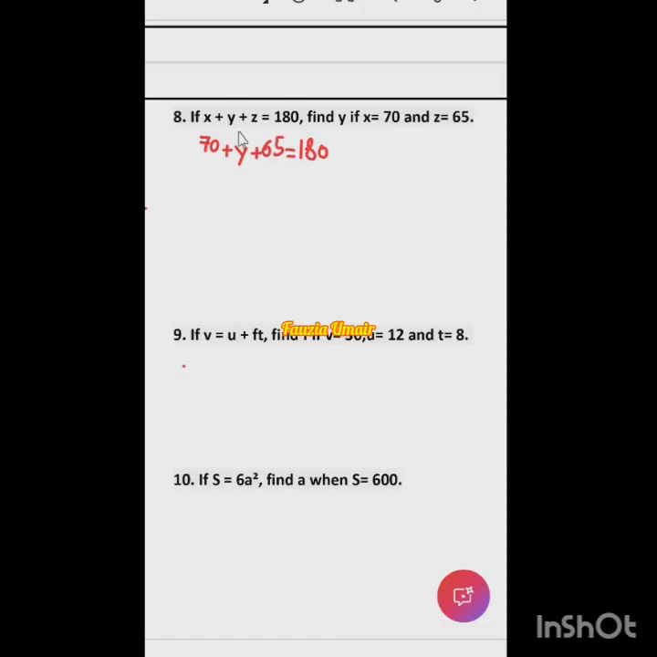So now what should we do, Zainab? We'll solve 70 plus 65. You get 135. And now equal to 180. Now 180 minus 135. It's 45. So what will be y? 45. Very good. Excellent.